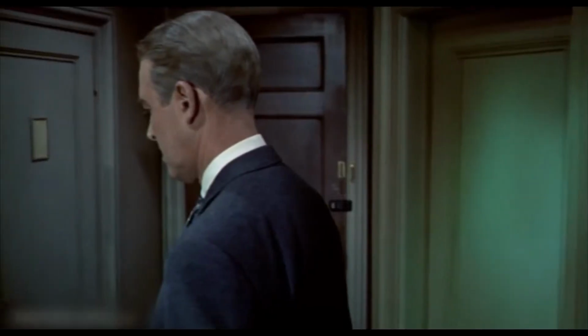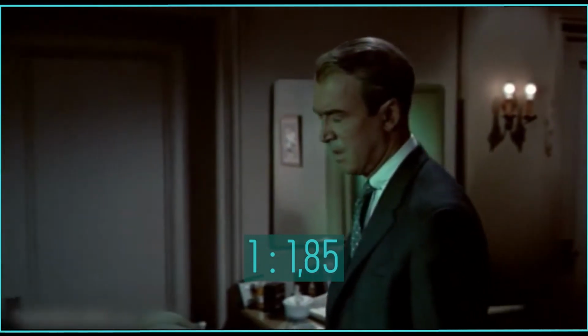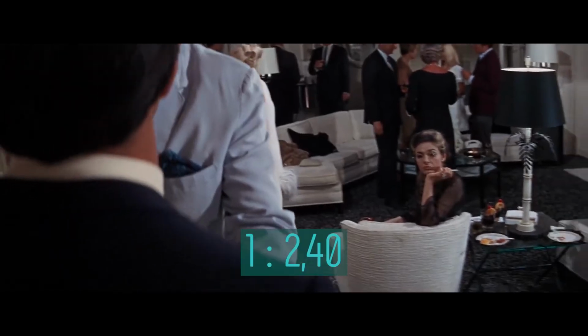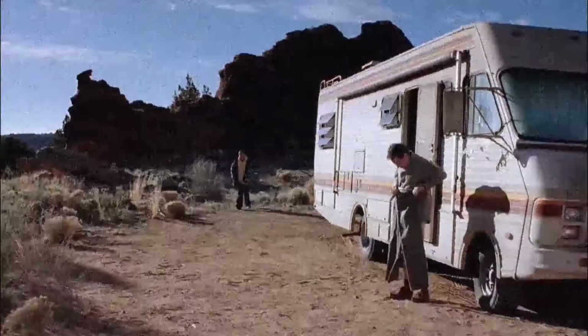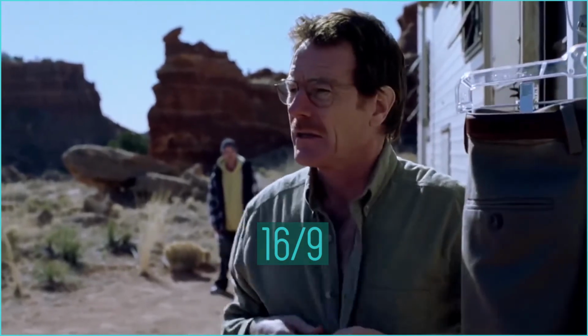As a reaction, the film industry started using an aspect ratio that had been around for a while but not frequently used. The widescreen format, which could be 1:185 or 1:240. It was not until the mid-2000s that widescreen also became a TV standard, using 1:177, better known as 16:9.